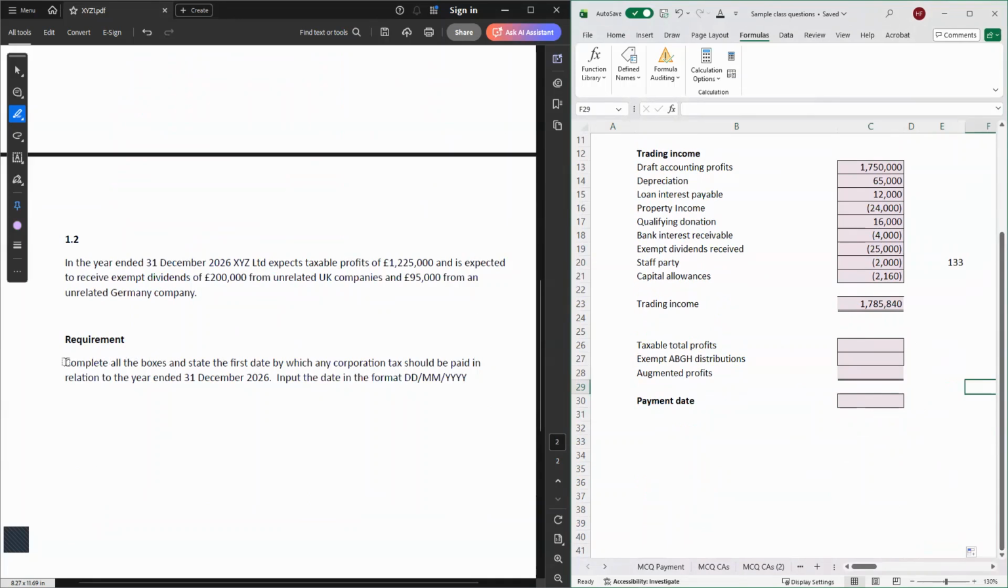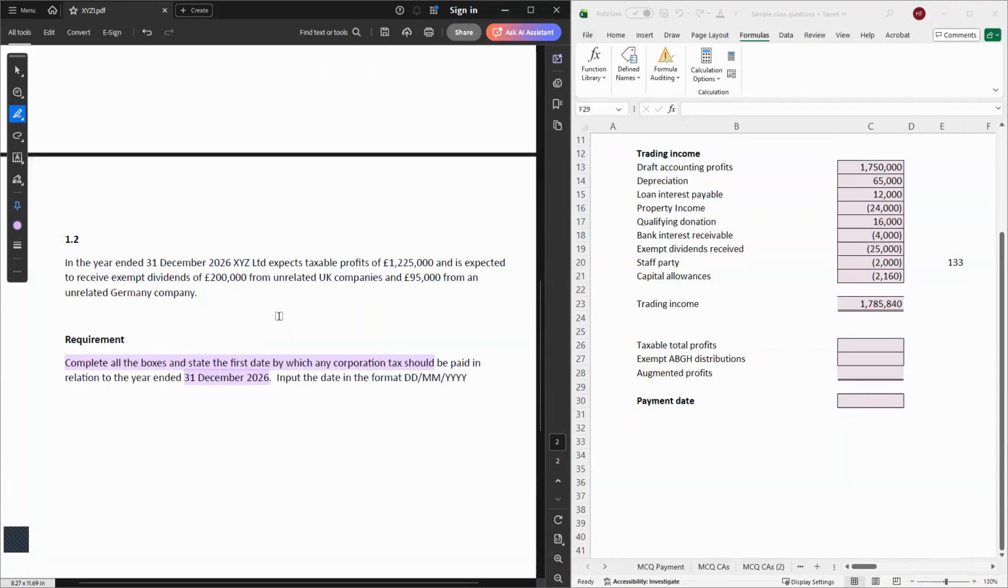Requirement: complete all the boxes and state the first day by which any corporation tax should be paid in relation to the year ended 31st of December 2026. So we're now looking at the year after the year we've just calculated the profits for XYZ Limited. Input the date in the format date, month, year.